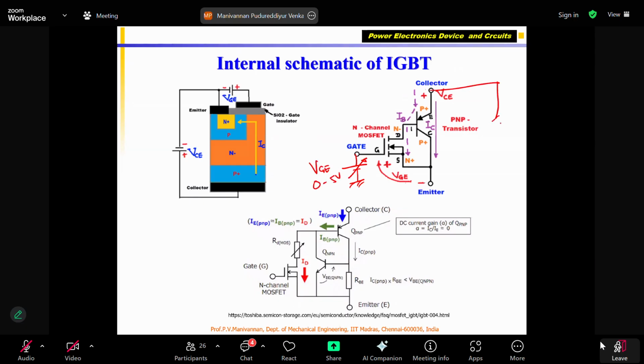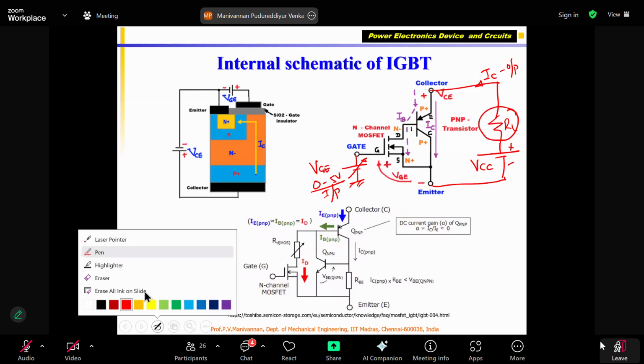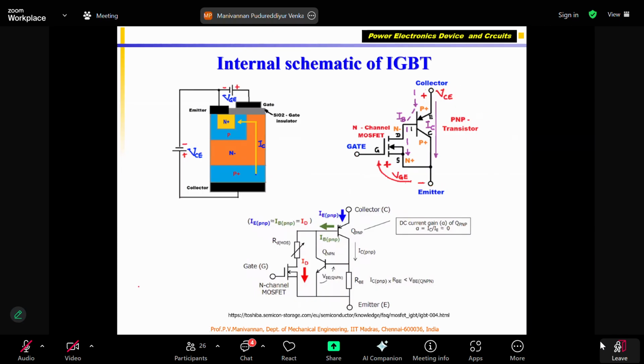Here I connect my load RL, and this is the supply voltage given to this one, plus minus VCC, and this is my IC. IC is the output, VG is the input. Right? If I vary this, the IC will vary. So the power supply to load will vary. This is how IGBT works. You understood? Okay, fine.